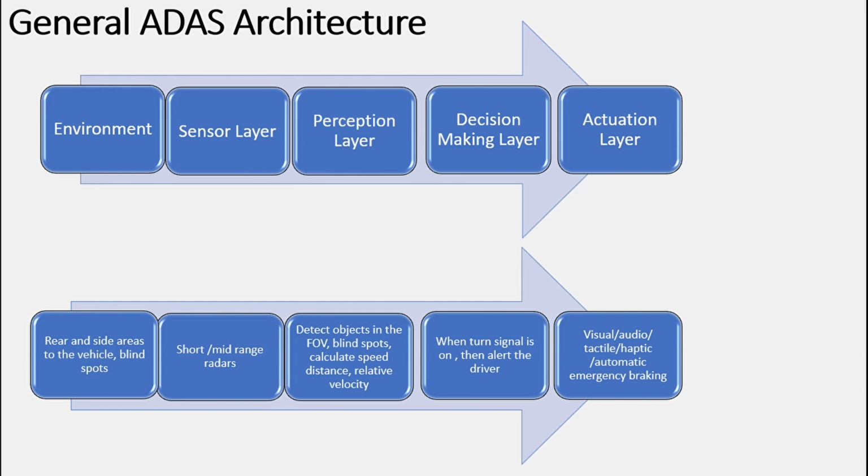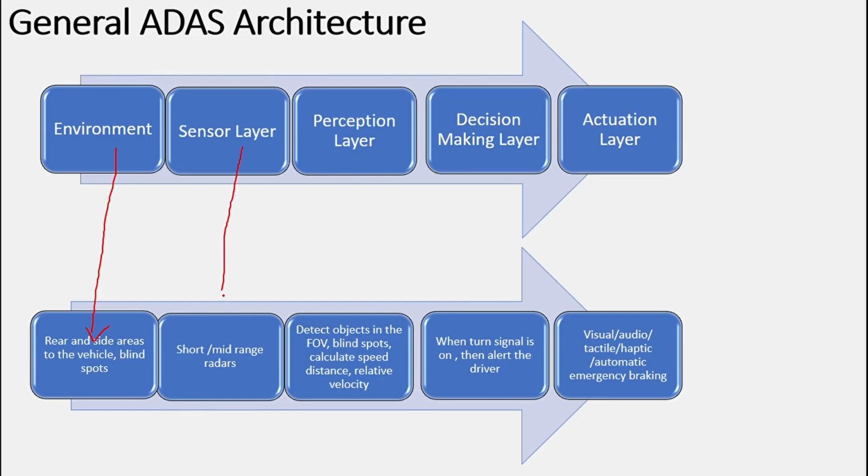All right, now let's see this general ADAS architecture. Let me take a pen. All right. First is environment. What is the environment in which this blind spot detection functionality is working? This functionality works in rear and side areas to the vehicle blind spot. Now, this environment is exclusively to the rear and side area. These are nothing to do with the front. For example, some functionality like automatic emergency braking or adaptive cruise control, their environment is strictly in the front of the vehicle. But this particular functionality has strictly to the rear and side areas of the vehicle.